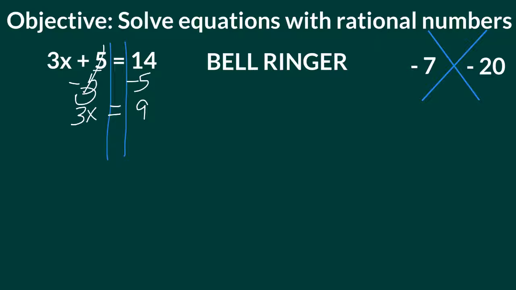And then I need to get rid of the 3 by doing the opposite of multiplying, which is to divide. I divide both sides by 3, and I get x is equal to 3. And there is my final answer for the bell ringer there.